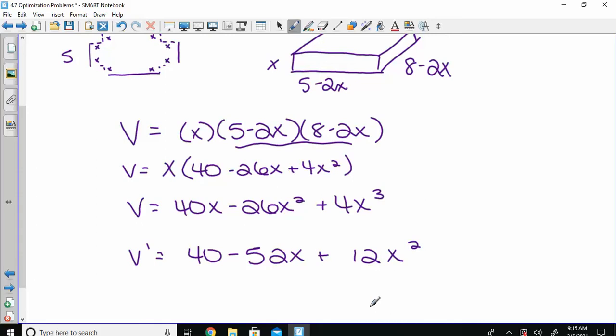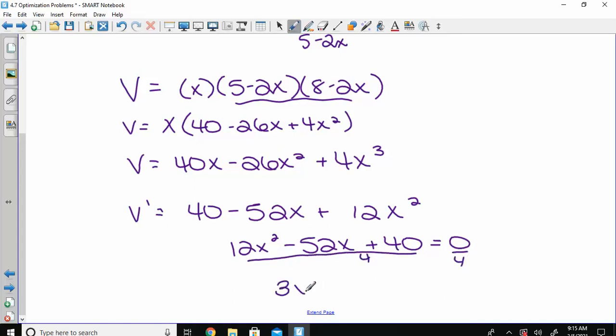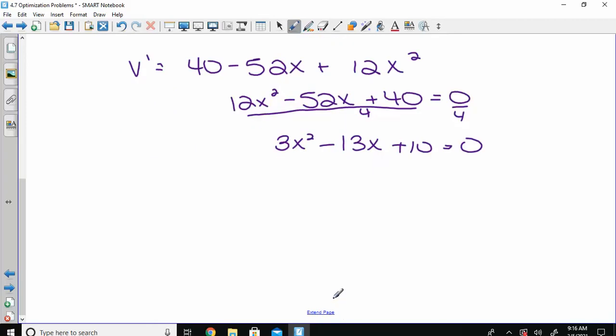Okay, what do I need to do with that? Set equal to 0. It's a quadratic, so I'm just going to write this in decreasing order. Let's make our life easy. Can we divide by anything to start? 4. Everything's divisible by 4. Let's do that on both sides. We get 3x squared minus 13x plus 10. And then what do we do?